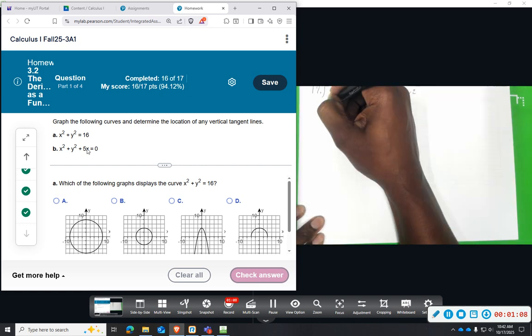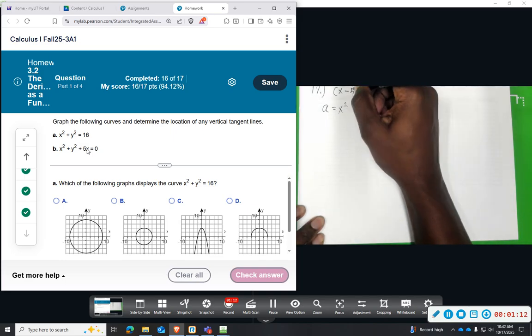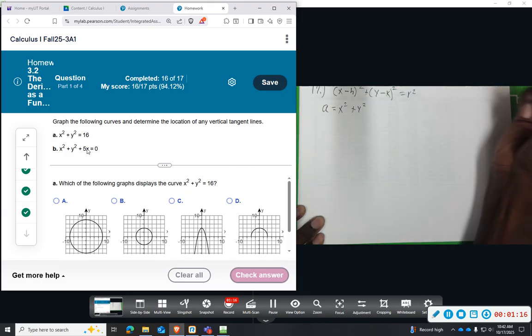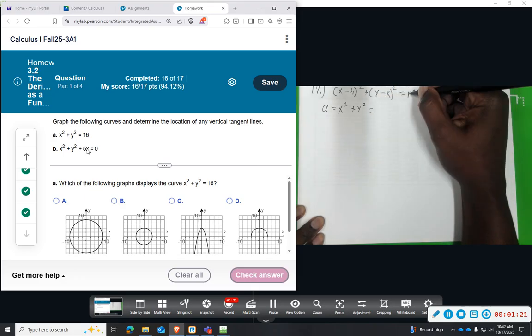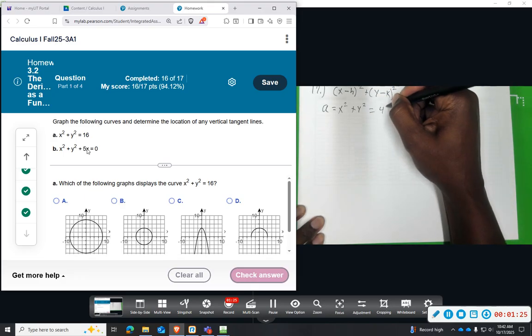We're given part A, which is just x squared. So that tells me h is 0. We don't have a shift left or right. Plus y squared. So again, k would be 0. We don't have a shift. And r squared is equal to 16. So that means if I take the square root, r would be 4.